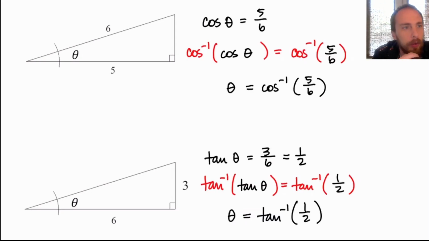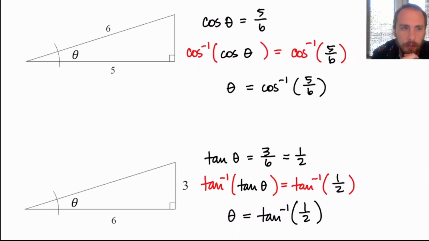All right, there you go. So on the one on the top of the screen, I started with what I know. I've got an adjacent and a hypotenuse, so I know cosine of theta is 5 over 6. Then I'm going to hit both sides of that equation with inverse cosine, and inverse cosine of cosine theta just gives me theta. And so theta will be the angle whose cosine is 5/6. Okay, that's what it means.